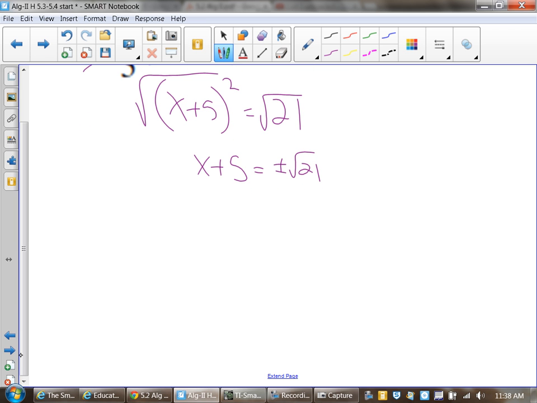Careful. What I want you to get in the habit of doing here, when you subtract the 5 over, you get x equals -5 plus or minus the square root of 21. Always put your integer value in front of the plus minus.